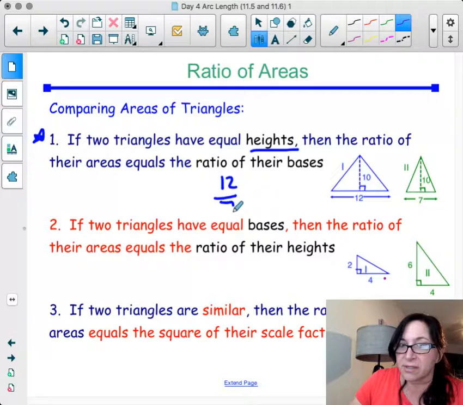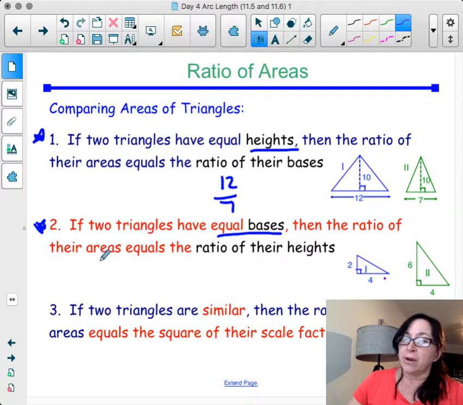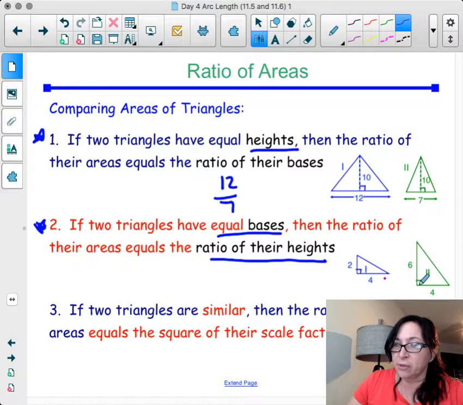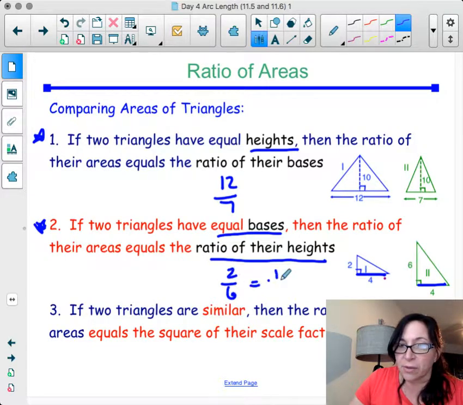So it'd be 12 to 7. This is the second one. It says that if two triangles have equal bases, then the ratio of their areas is equal to the ratio of their heights. So here we have two triangles that have the same base. If I wanted to find the ratio of their areas, it would be equal to the ratio of their heights. So that would equal 2 over 6, which is 1/3.